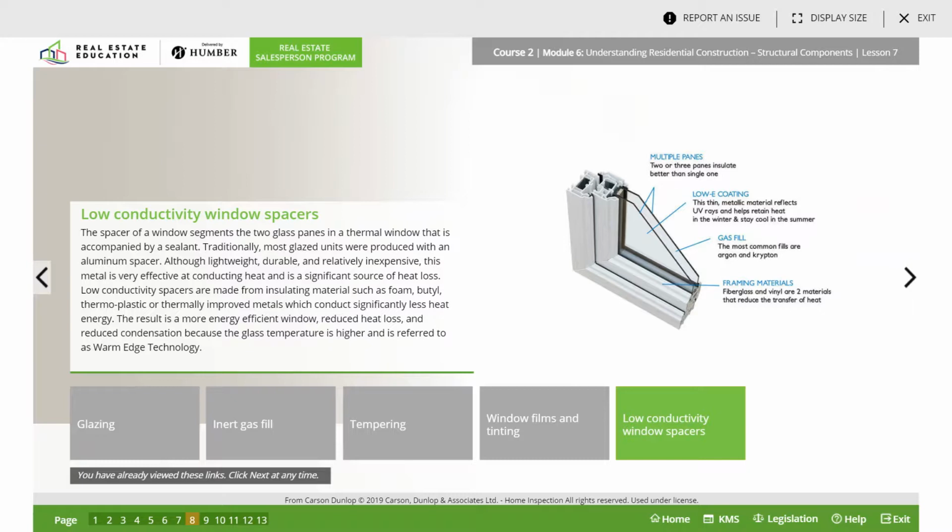Okay. And then there's low conductivity window spacers. The spacer of a window separates the two glass panes in a thermal window and is accompanied by a sealant. Traditionally, most glazed units were produced with an aluminum spacer. Although lightweight, durable, and relatively inexpensive, this metal is very effective at conducting heat and is a significant source of heat loss. Low conductivity spacers are made from insulating materials such as foam.